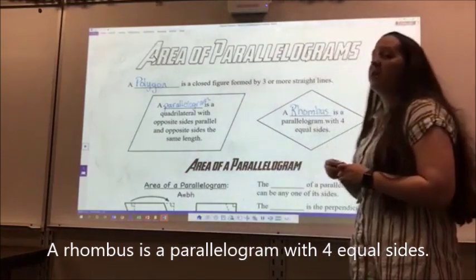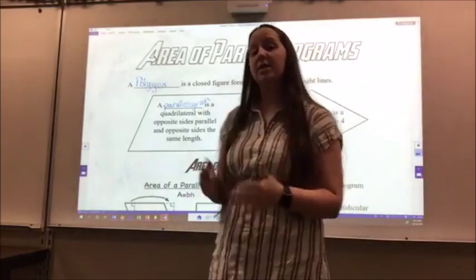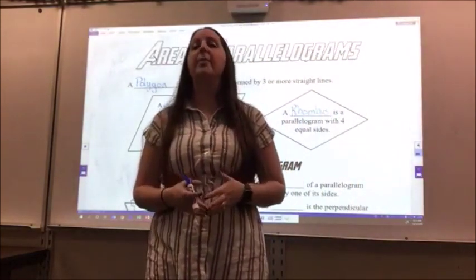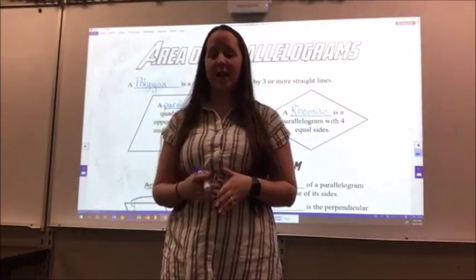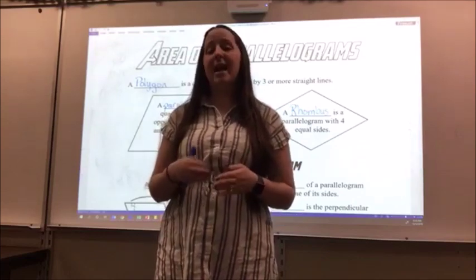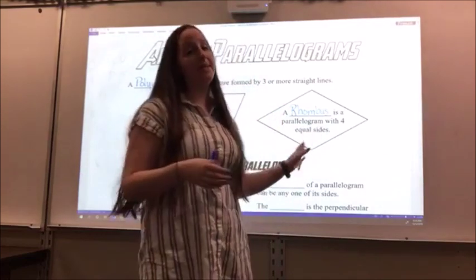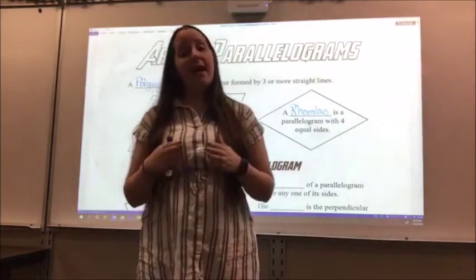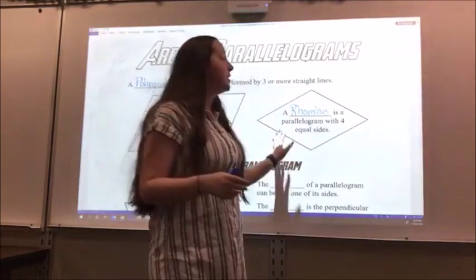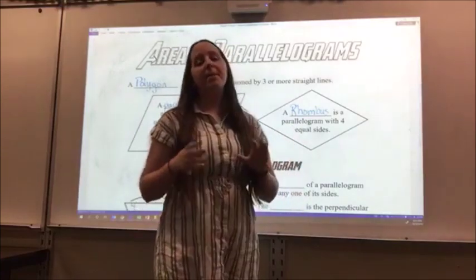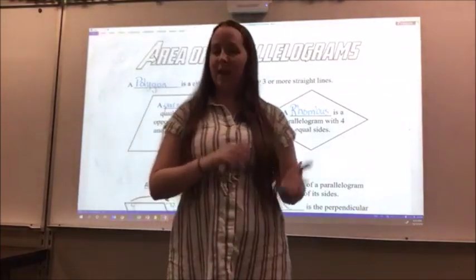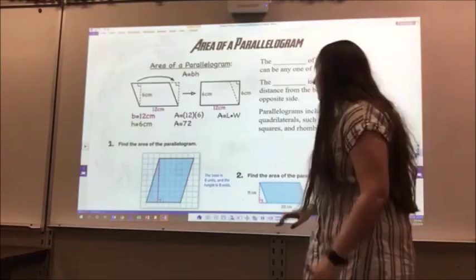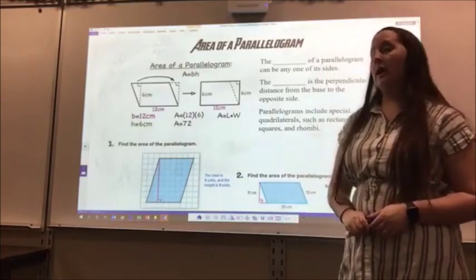Now the difference between a rhombus and a square, because a square also is a parallelogram, and it also has 4 equal sides, a square meets at 90-degree angles. A rhombus does not, necessarily. So it can have 90-degree angles and still be technically considered a rhombus, but a square is a specific type of rhombus. All right, area of parallelograms.